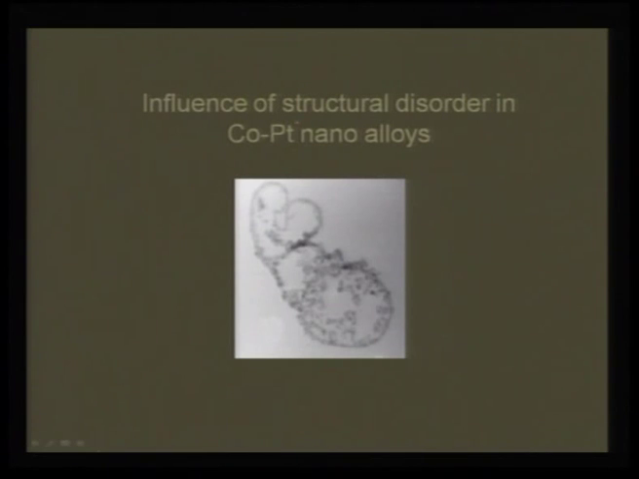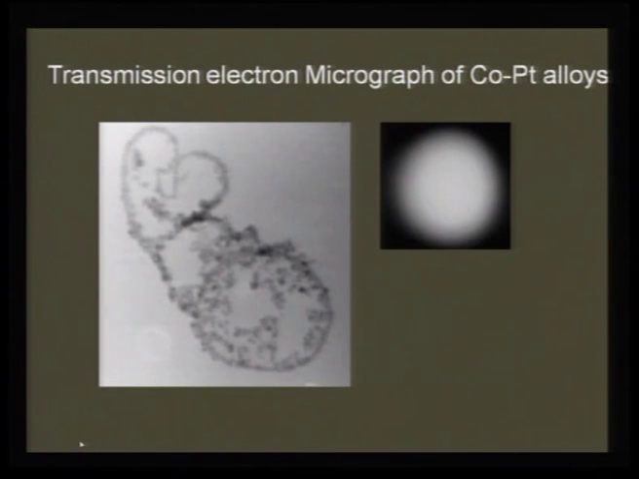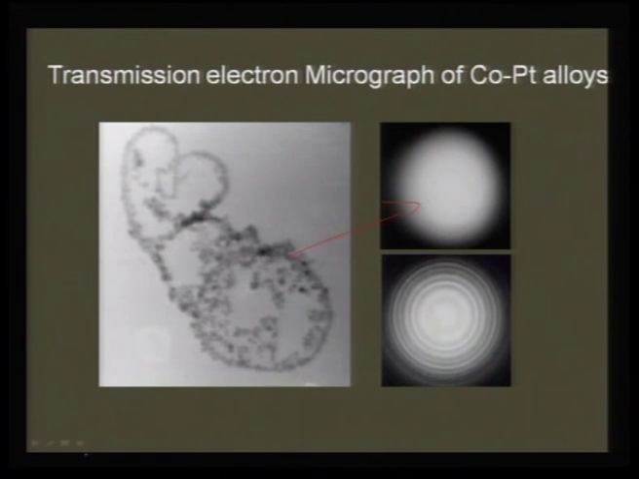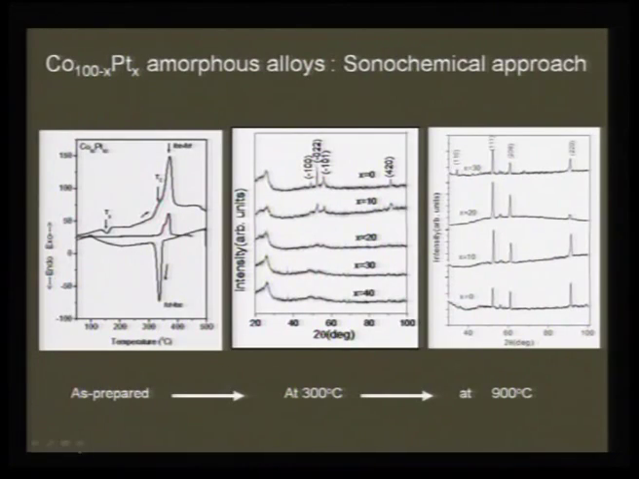Another example is the cobalt platinum alloy, which shows this sort of behavior when you try to synthesize it. As you see, the as-prepared one shows a TEM pattern like this, but as you shine the TEM beam it gets crystallized in no time, and the as-prepared compounds are clearly showing an amorphous phase. But with increasing amount of platinum you can see this hexagonal phase coming for the as-prepared alloy. When you heat it at 900 degrees C, you can see an FCC phase forming.